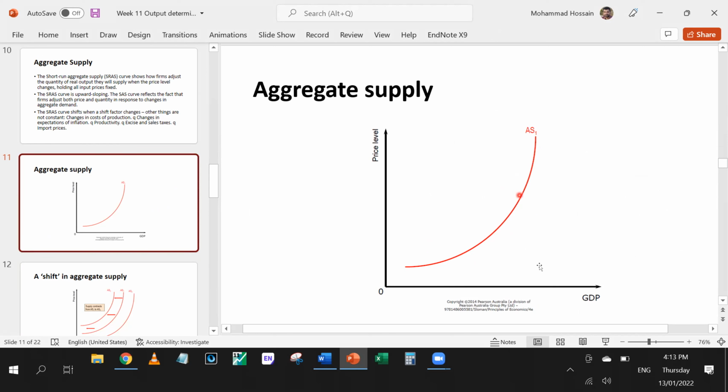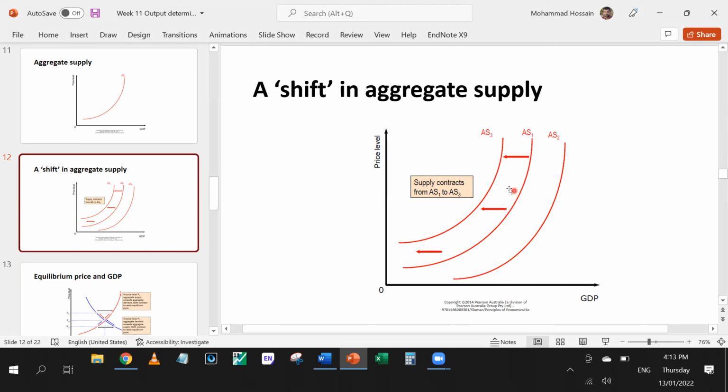Okay. And in the same way, with the aggregate supply curve, you can see, if the aggregate supply decreases, it will be shifting to the left. If it increases, it will be shifting to the right. All right.